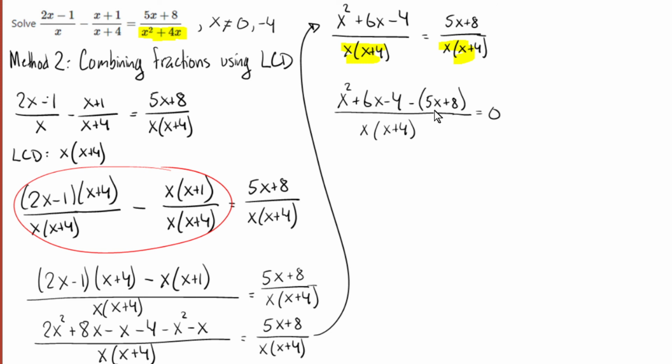Now we can drop this bracket, and of course when we drop this bracket, because there's a minus sign in front of it, the signs inside of it will switch. Like that. We can see that we can combine some like terms in the numerator. We have an x squared term. Then we have 6x minus 5x, that's x. And then we have negative 4 minus 8, that's negative 12.